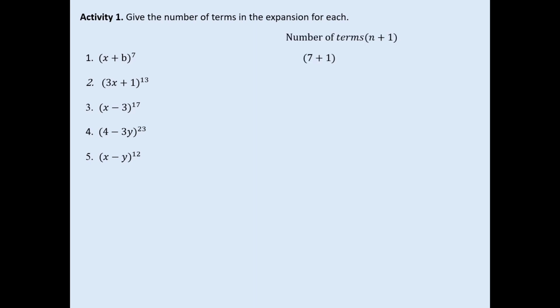So for example, we have this one. How many terms are in the expansion for each of the following? For example, number 1, x plus b raised to the power of 7. Your n here is equal to 7. Therefore, you have 7 plus 1. That will give you 8.